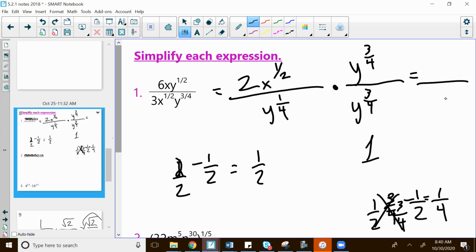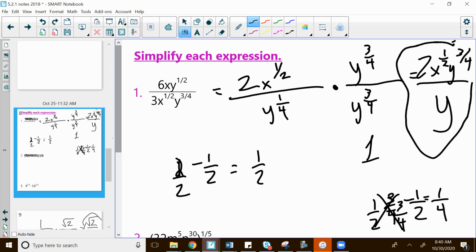Okay, and so in the denominator now it just becomes y, right? y to the 1/4 times y to the 3/4. You're adding those together and you just get y to the 4/4, which is just y. And then in the numerator you get 2x to the 1/2 y to the 3/4. That's tricky because you see that y in the numerator and y in the denominator and you think you need to simplify it, but that would get you back to having a fractional exponent in the denominator, which we don't want.